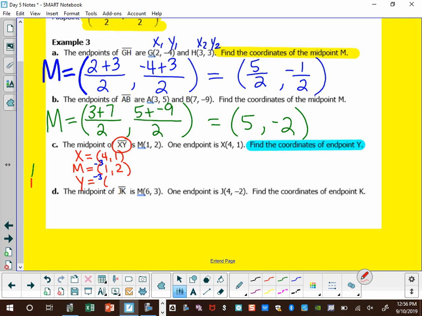Is that because you solved it already? So like 4, 1, 2. Yeah, I'm just asking myself, how do I get from 4 to 1? I'm going backwards 3. Imagine you have a number line.